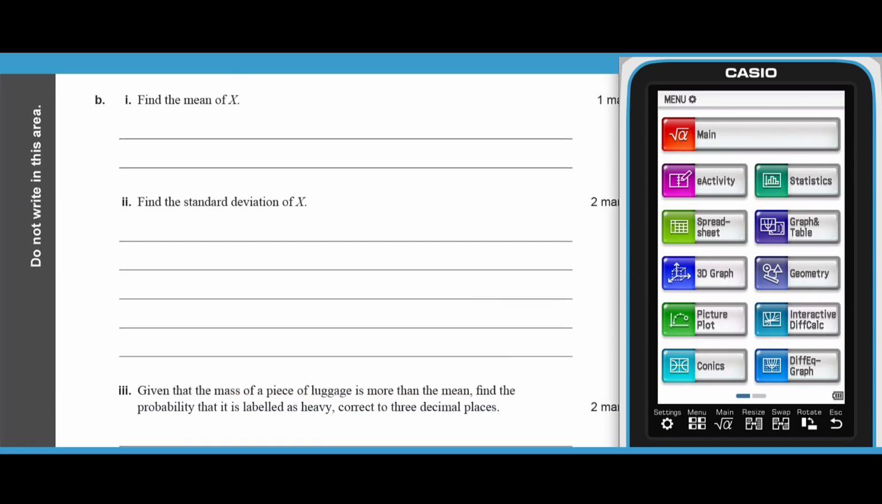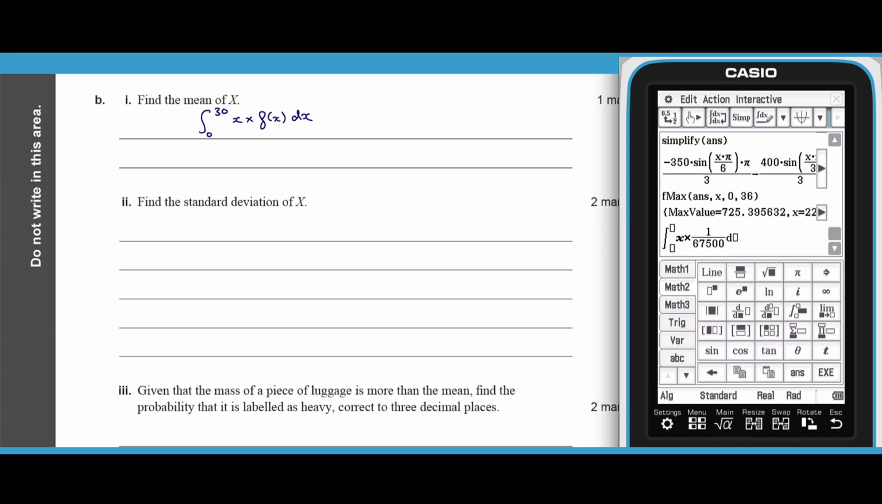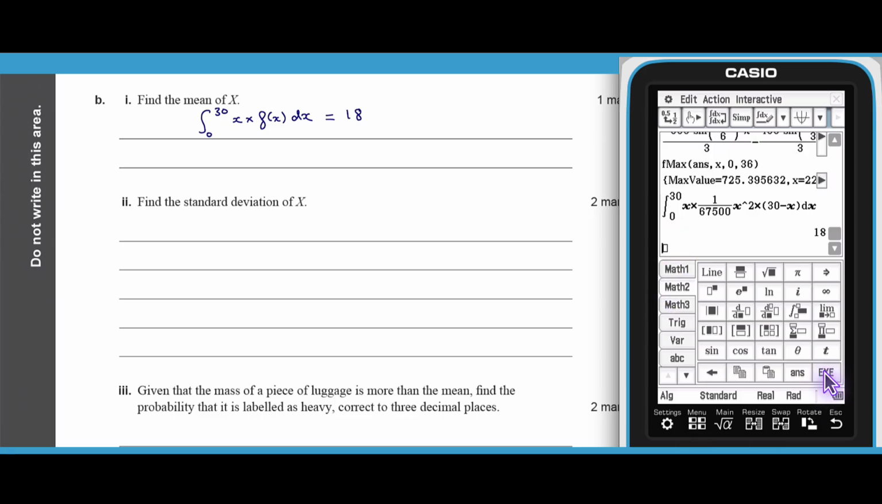For Part B, Part 1, the mean of x can be calculated by evaluating the definite integral from 0 to 30 of x times f of x dx, which I will do on my ClassPad. With that value of the mean found, we can now find the standard deviation of x in Part 2.